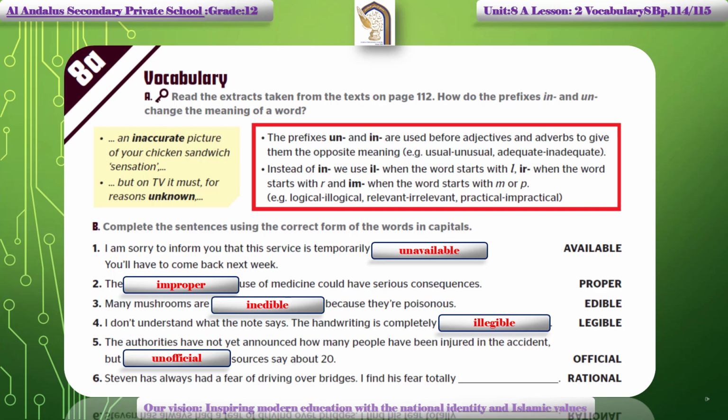Finally, we have got sentence number 6. Stephen has always had a fear of driving over bridges. I find this fear totally, amazing? Yes, I find this fear totally irrational. Irrational, it is not logical. It has no logical reason. Thank you very much, gentlemen. I hope you have understood and benefited from this exercise so that we can go ahead with our tasks efficiently and enthusiastically. Let's go on.